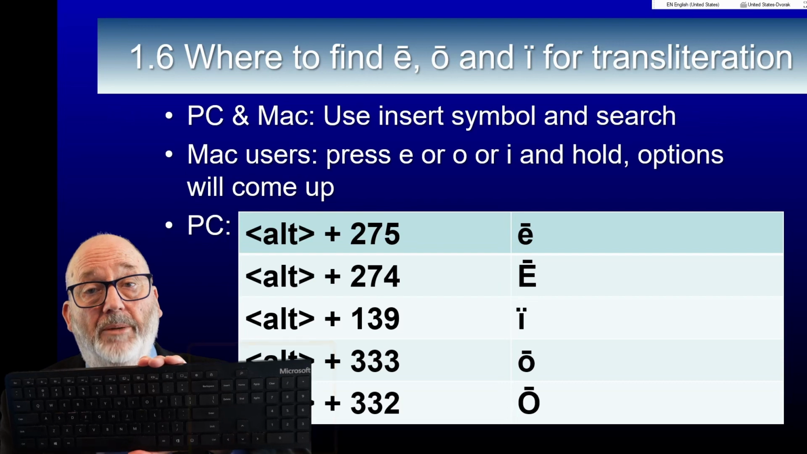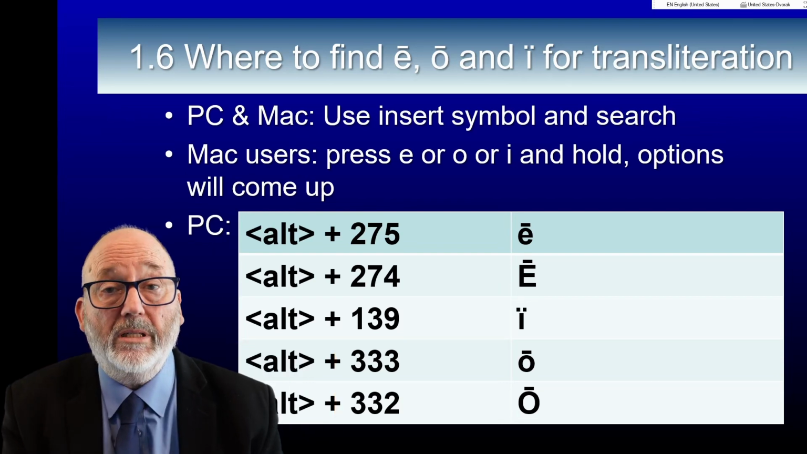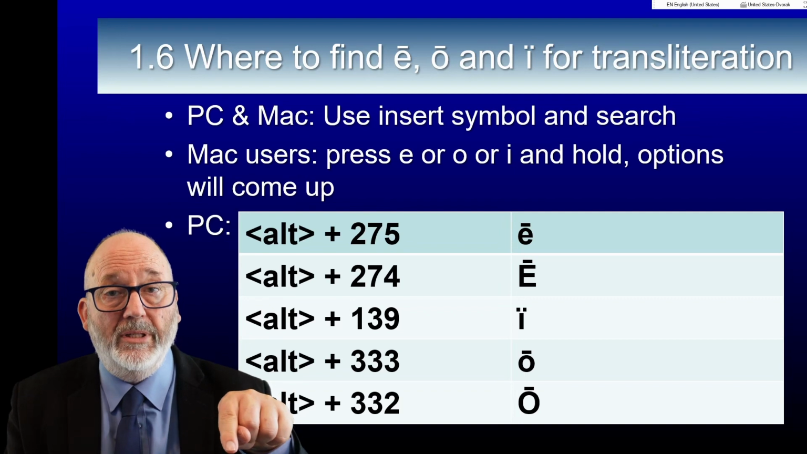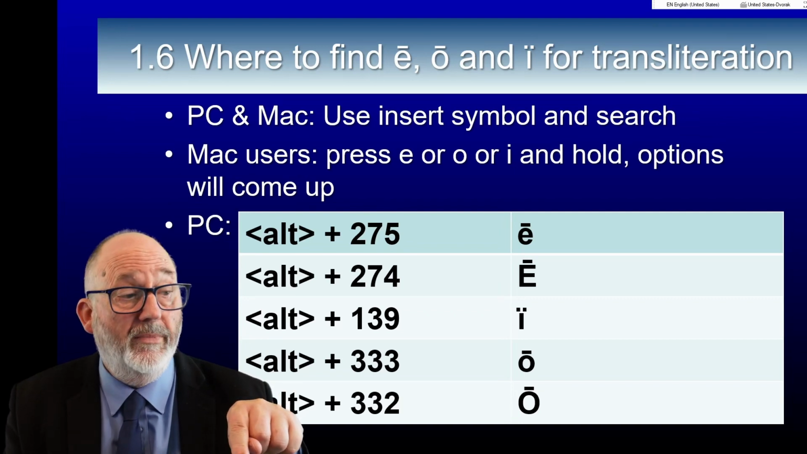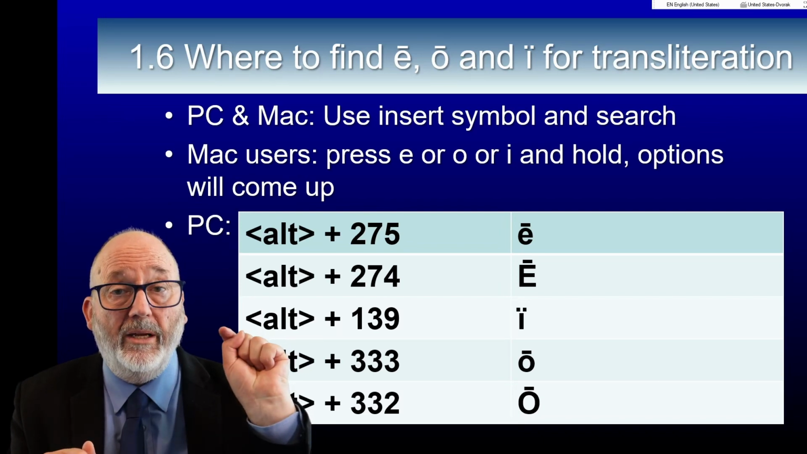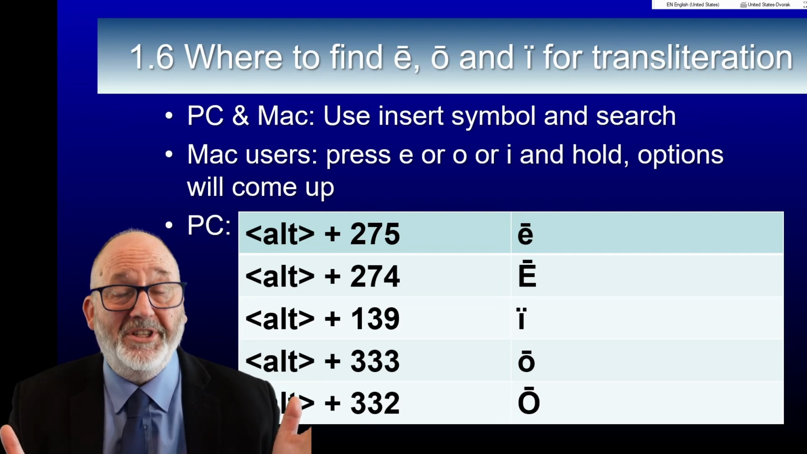Unfortunately, most laptops lack the number pad. Now, if you're wanting to type an E with a bar over it, what you do is you press the Alt key down and hold it, and then you type 275 on the number pad and then let the Alt key off. There you go. That produces an E with a bar over it.